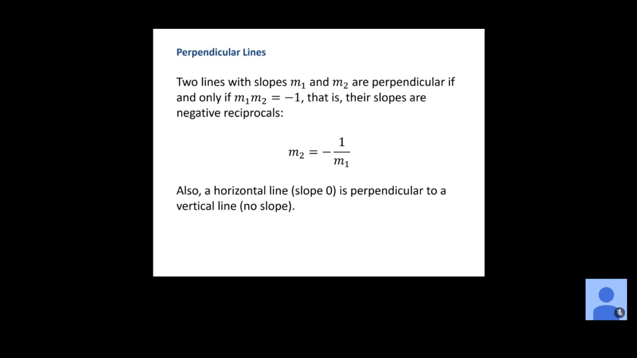Now, horizontal lines have a slope of 0, vertical lines have an undefined slope, and those will always be perpendicular to each other also. So a horizontal line is always going to be perpendicular to a vertical line.